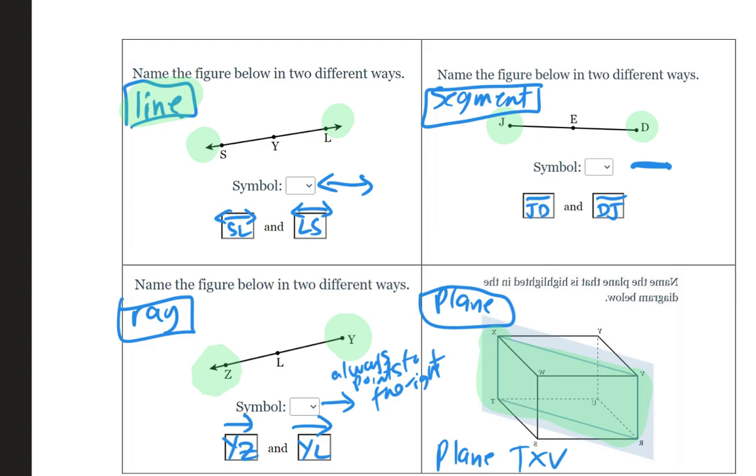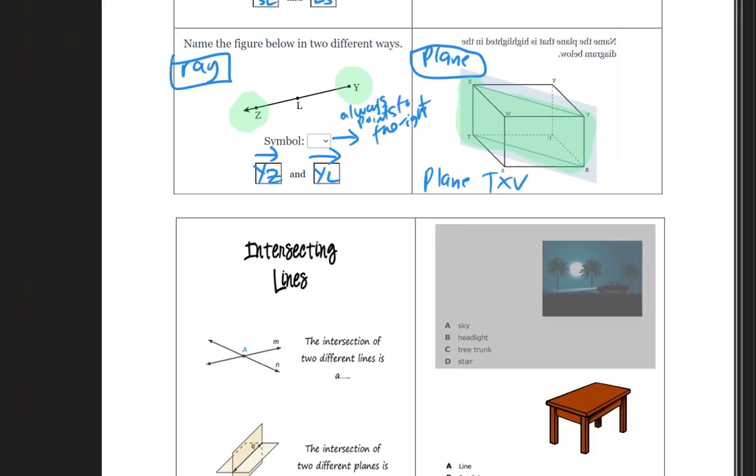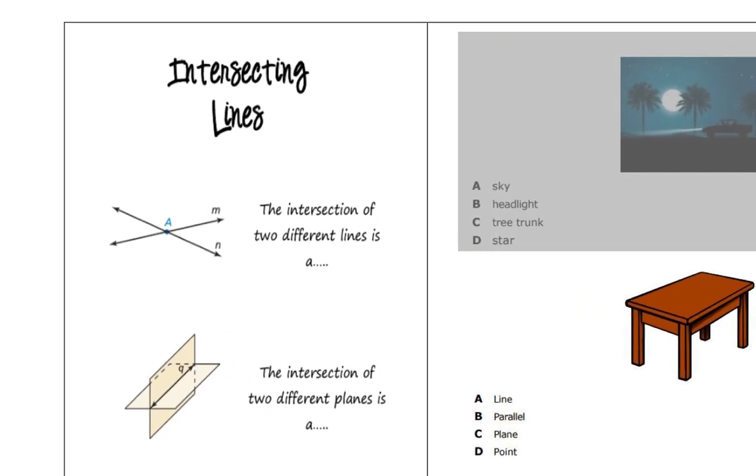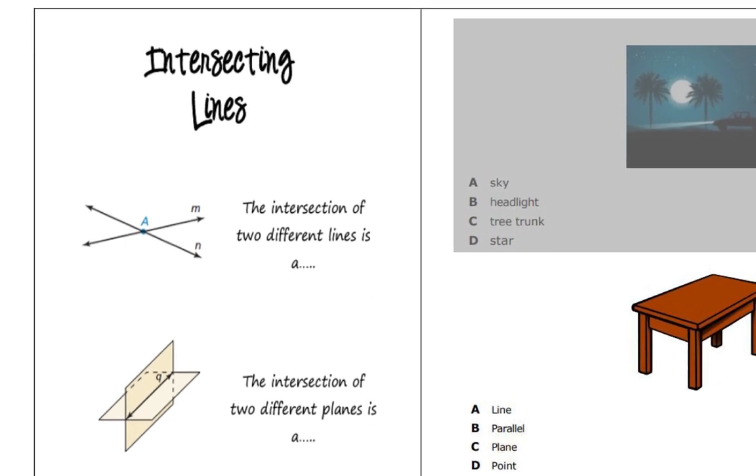All right, kiddos, we're almost done. All right, so let's look at this last part. So these are things that you may see on our upcoming DCP. So it says the intersection of two different lines is a what? These two lines are crossing. Where they intersect is right there. We call that a point. That's right. And this would be called point A.